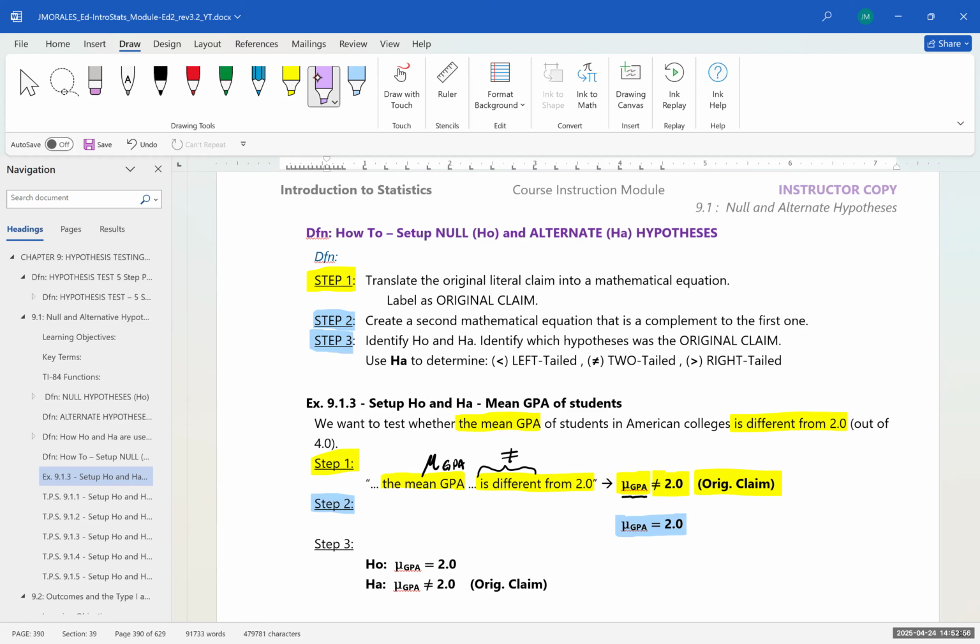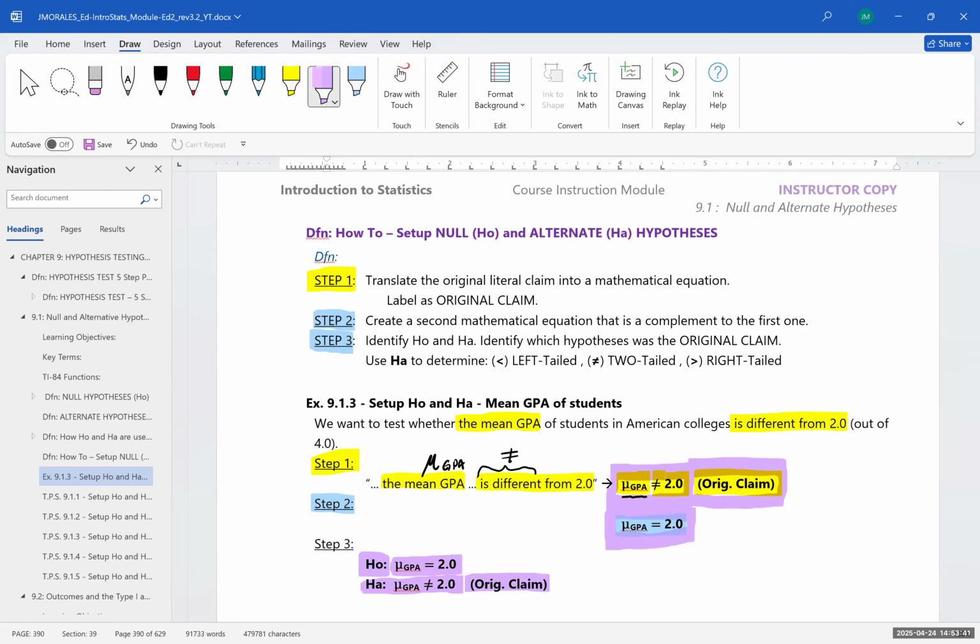All right, step three, identify the null and the alternate hypotheses and identify which hypothesis was the original claim. Okay, so remember that the null hypothesis always has equality in it. So this second statement that we came up with here ended up being our null hypothesis. The alternate hypothesis is this one, which has a not equal to in it. And the alternate hypothesis ended up being our original claim.